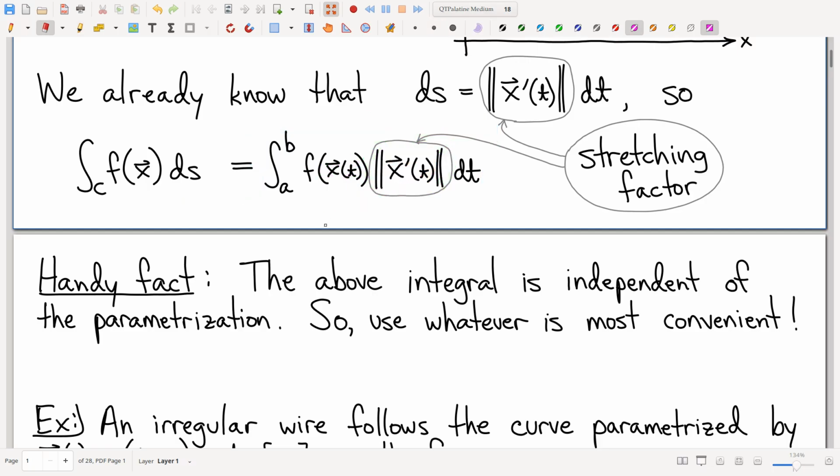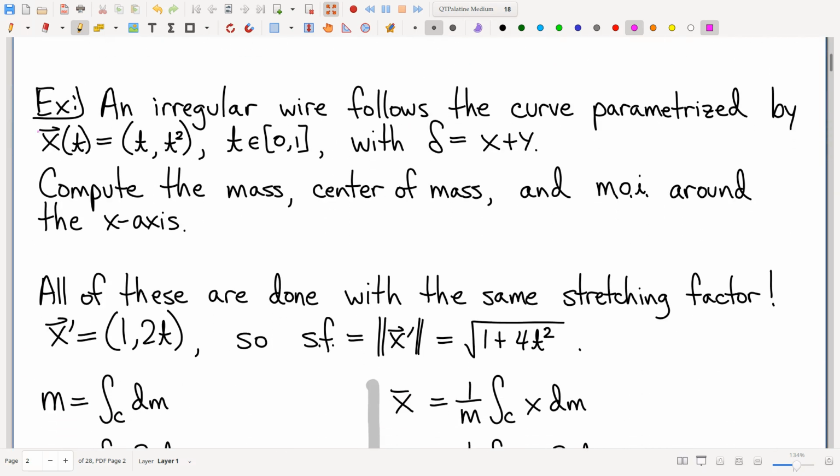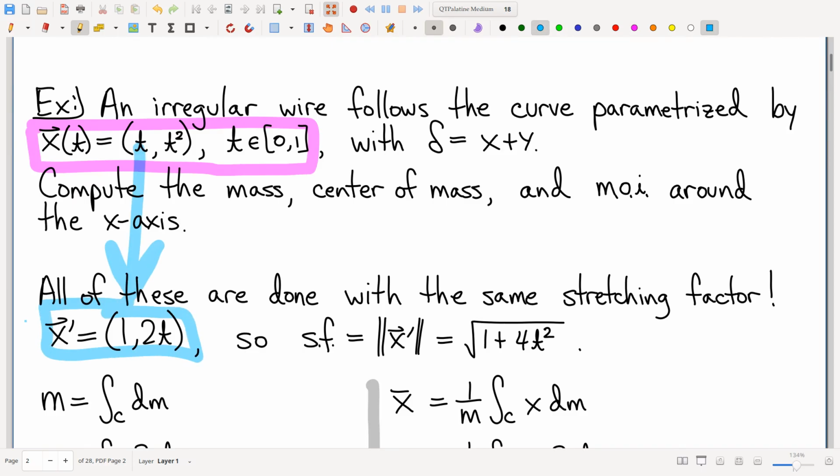Now again, lucky break, won't always be the case, but we were given the parameterization. Sweet. The velocity, you just take the derivative. The stretching factor comes from taking the magnitude of that velocity because it's just the speed. So there you go. This is going to be our stretching factor for all of these. Notice all three of these questions, all of these various integrals that we need to compute, have the same stretching factor because, well, same parameterization, because same curve, because we're looking at the same wire.